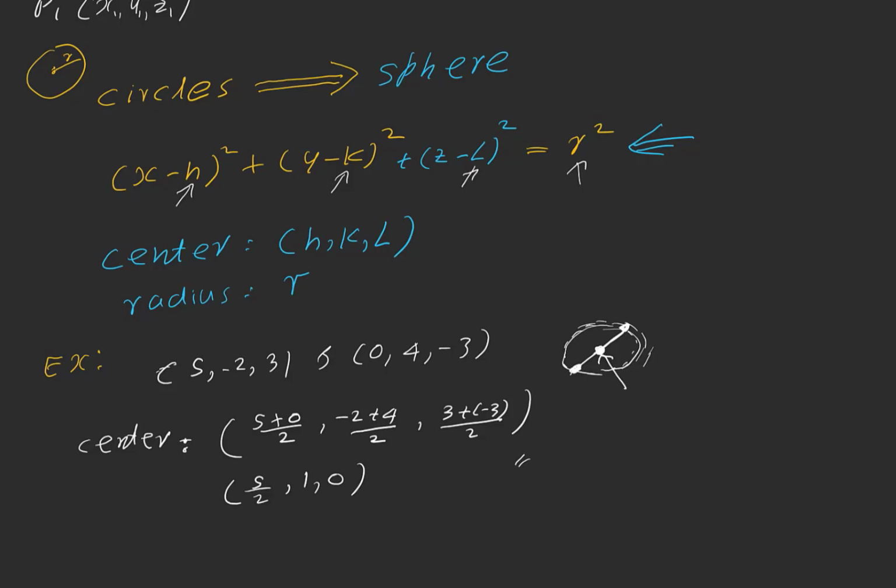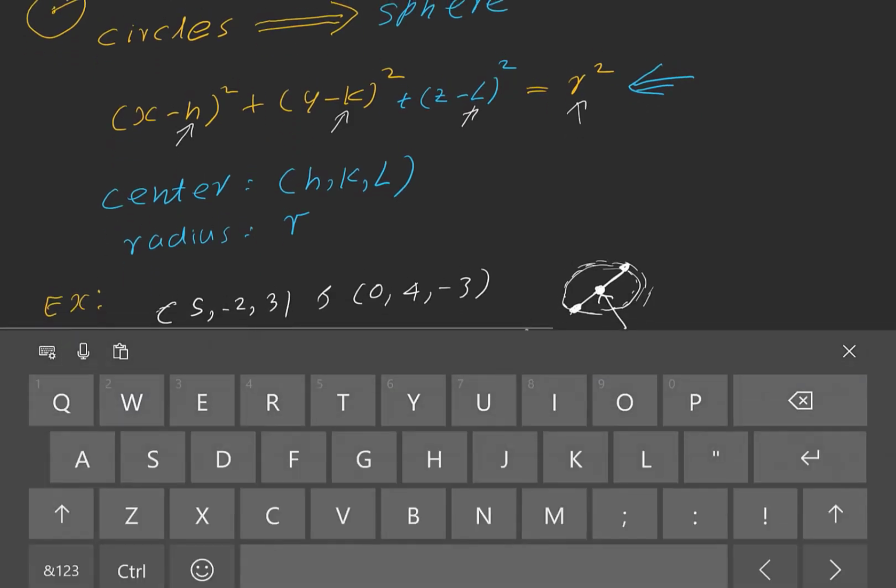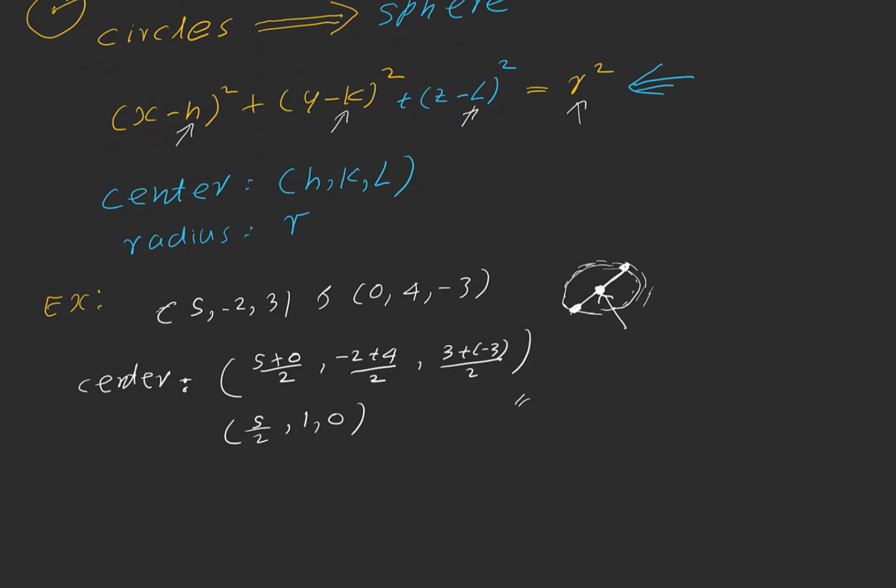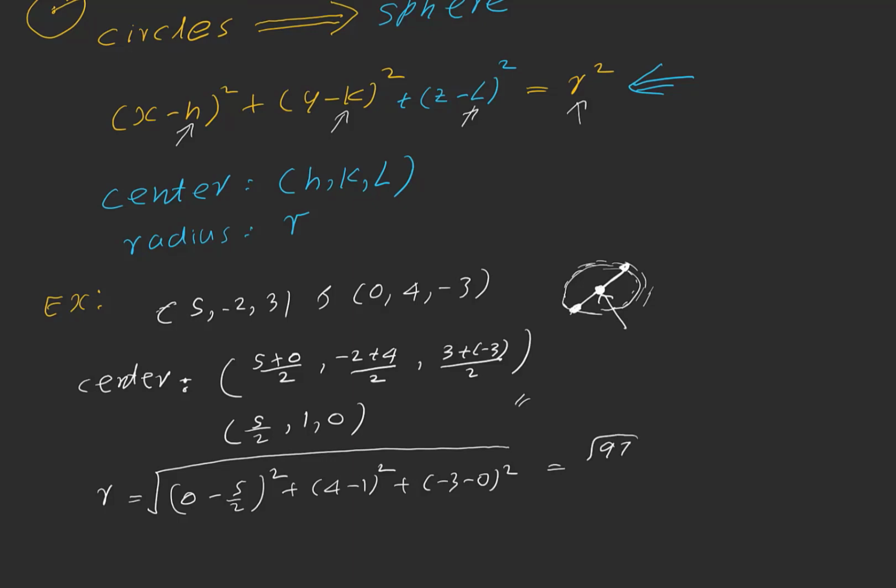Right, then radius. How do we find the radius? To find the radius, we can use the distance formula in 3D, right? What is the distance formula? x2 minus x1 to power 2 plus y2 minus y1 to power 2 plus z2 minus z1 to power 2 is square root. So if I plug the numbers here, 0 minus 5 over 2 to power 2 plus 4 minus 1 to power 2 plus -3 minus 0 to power 2 and square root. So this is root 97 over 2.